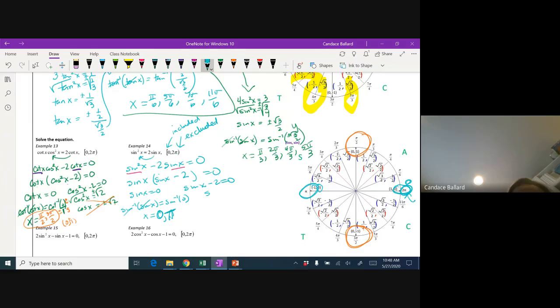When I go to solve the other one, the one on the right here, again, I need sine, or the y value, to be 2. There is nowhere on our unit circle where the y value is 2, so this one is extraneous.